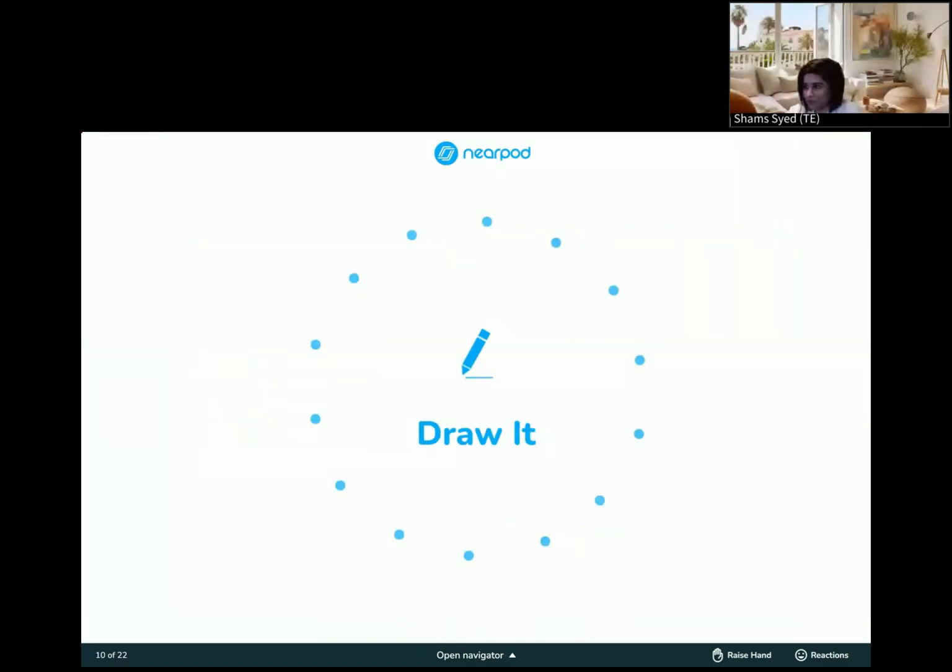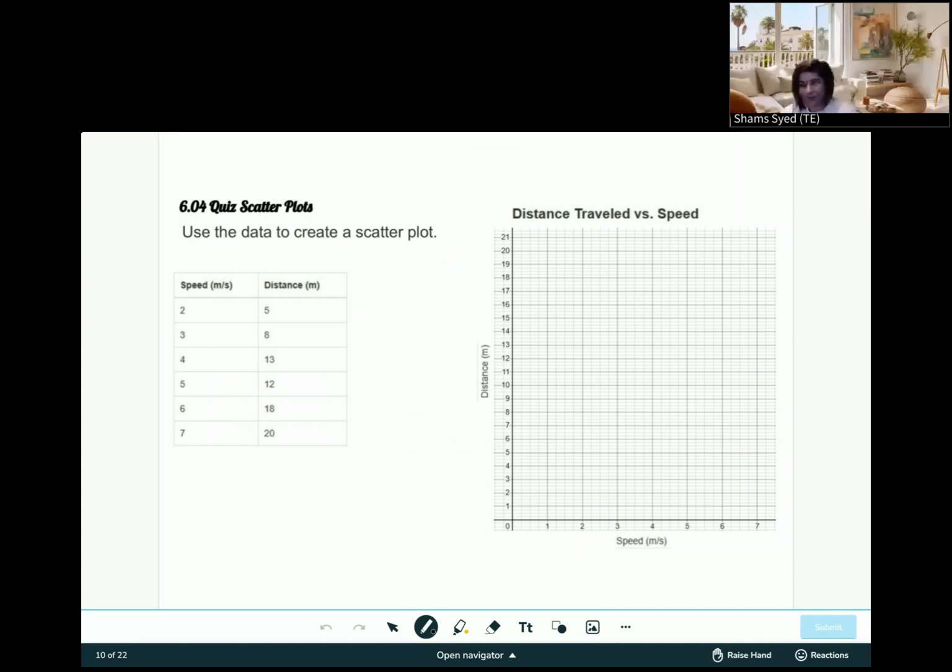Make sure you get along well. This is the final graphing one, so if you have questions, make sure you get them answered. Speed is 2. Go to 2. Go up 5. See, for 2, the number is 5. Here is the dot. Next, speed is 3. How much do you go up? Go up 8.